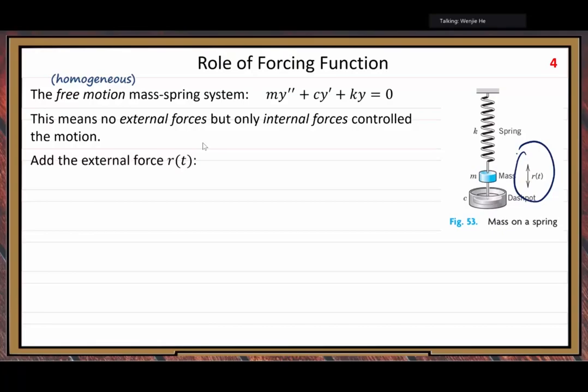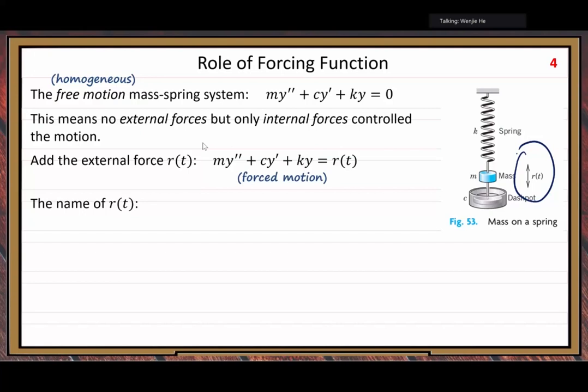Now we consider external force. Use little r function to represent that forcing function. We put the r function at the right hand side, so it's a non-homogeneous ODE. This time we need to solve this non-homogeneous second order linear ODE, but with constant coefficients for the y prime term and the y term.